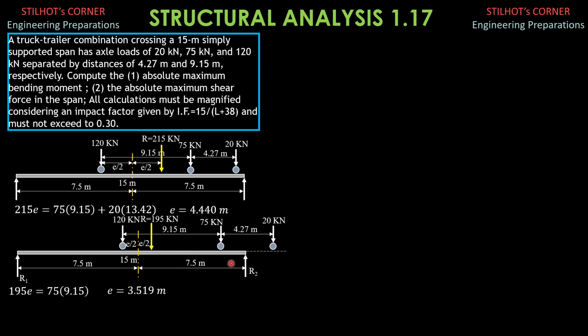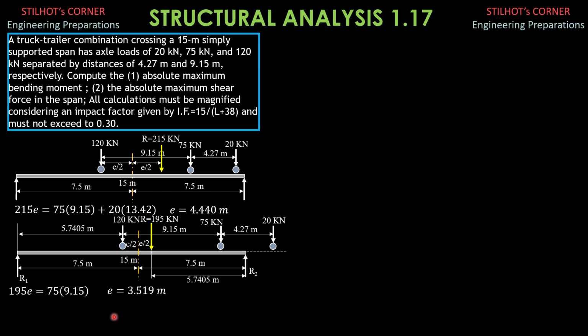Therefore, this configuration is correct, and the distance of the 120 kilonewton load from the left support is 7.5 minus E over 2, and that is 5.7405 meters, and the distance of the resultant from the right support is also the same by principle. So that is 7.5 minus E over 2, 5.7405 meters. The absolute maximum moment occurs under the heaviest load, so therefore it is just R1 times 5.7405 meters for this possibility here.